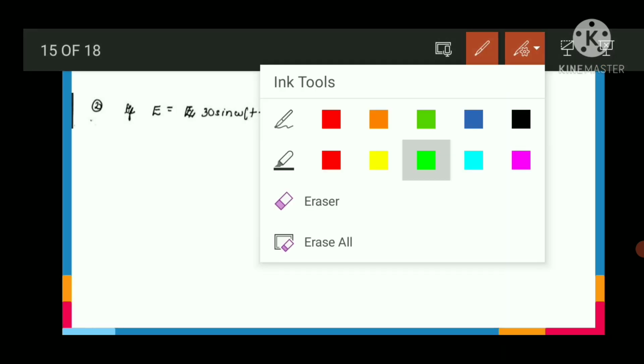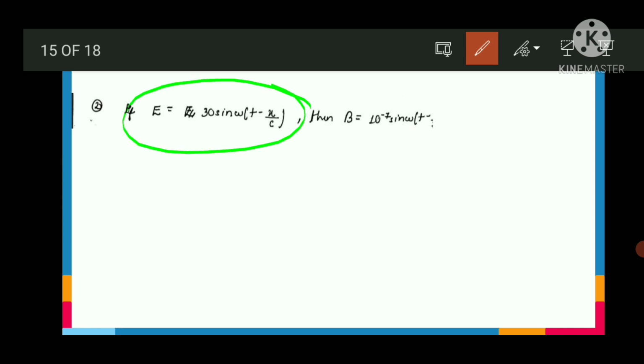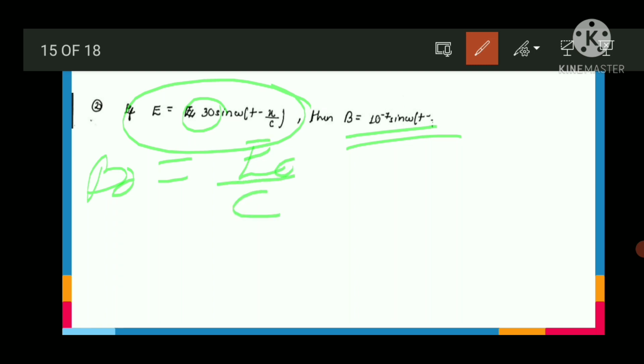The second type of basic concept they ask: they give us a value of E and ask for the corresponding value of B. So how can we find this? First important thing is that we have to find their maximum values. Here E naught is 30, so for the corresponding B naught we can write B naught equals E naught upon C. So the answer will be 30 upon 3 into 10 to the power 8, which is 10 to the power minus 7, which I have written here.